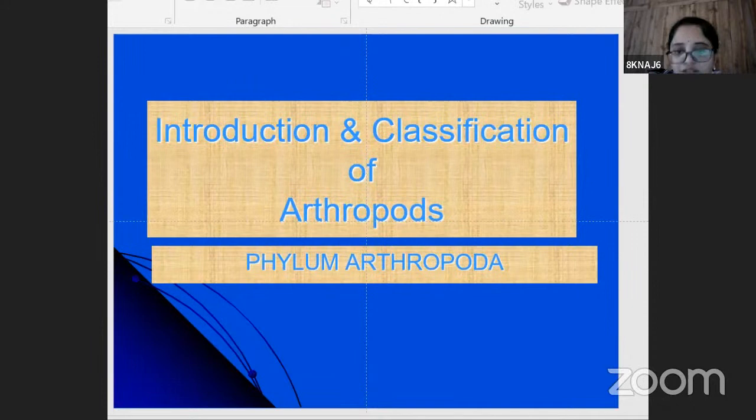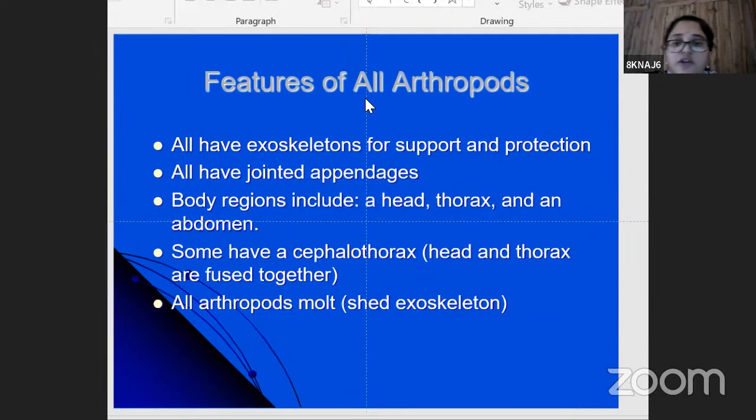When we come to the respective features of all the arthropods, you have an external exoskeleton for support. Arthro means jointed, poda means foot, so all the feet are jointed. Because of the presence of jointed appendages, they're known as arthropods. The body regions can be a cephalothorax, that is head and thorax fused together with a separate abdomen, or else a separate head, thorax and abdomen. And in all arthropods, the exoskeleton is molted. Molting is also known as ecdysis, so they shed this exoskeleton.